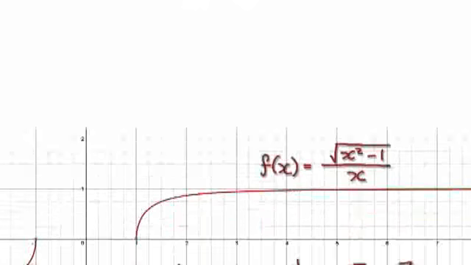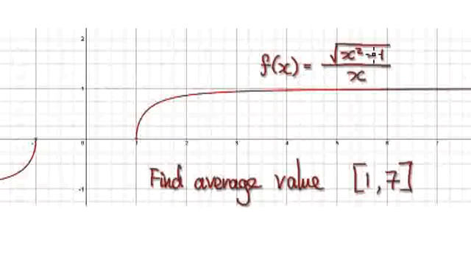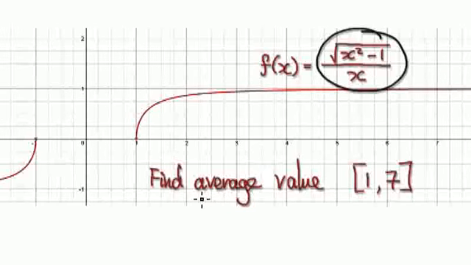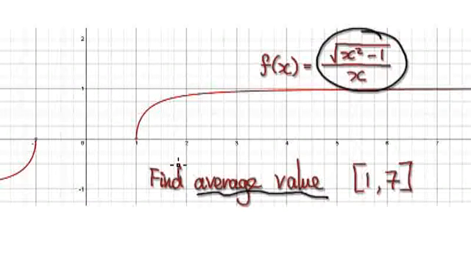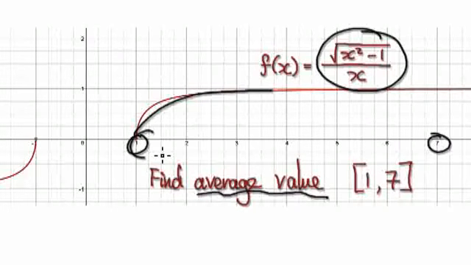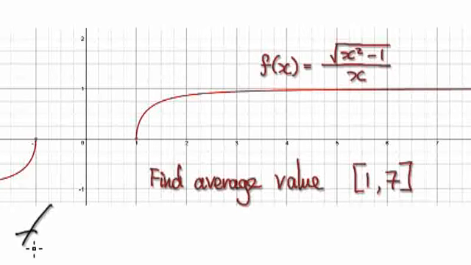Okay, let's give you guys some more practice. So here we've got a graph of this function. Work out the average value on the interval from 1 to 7. So work out the average value of this function from 1 to 7. Okay, so press pause and have a go.